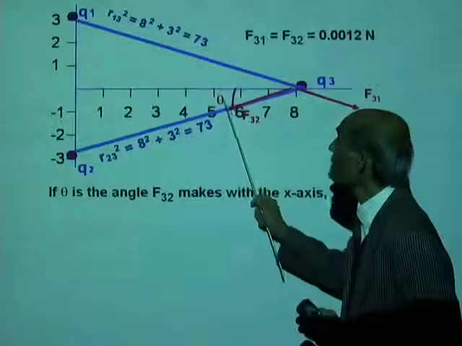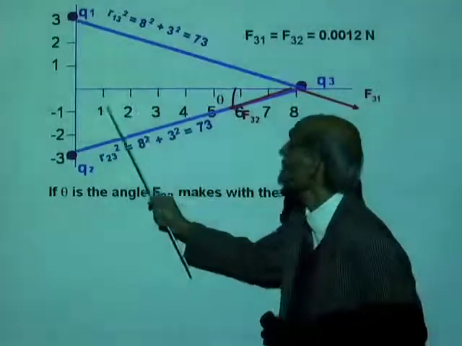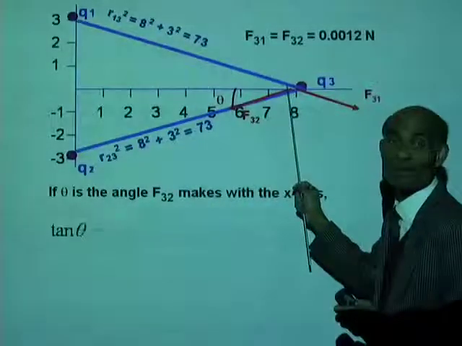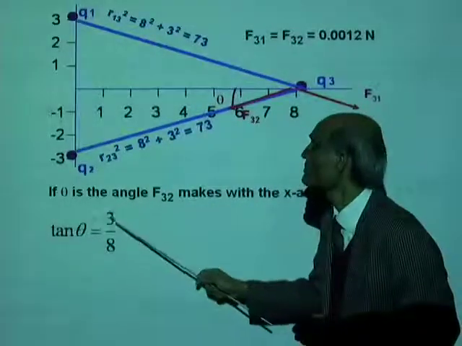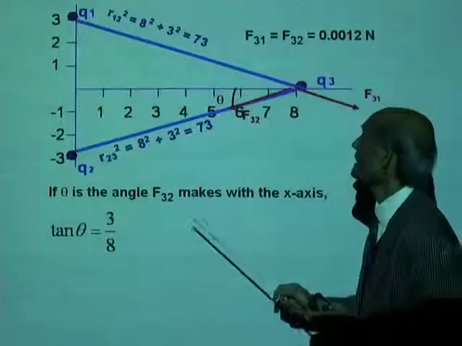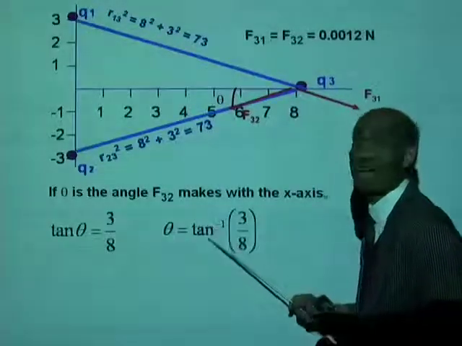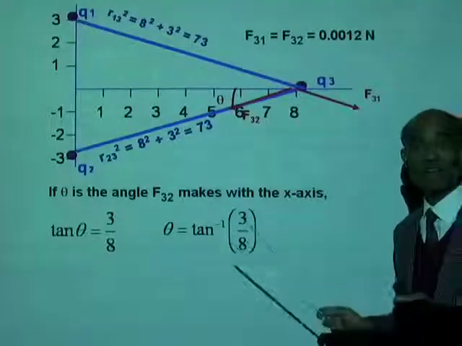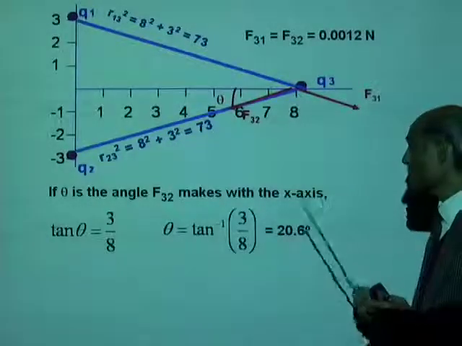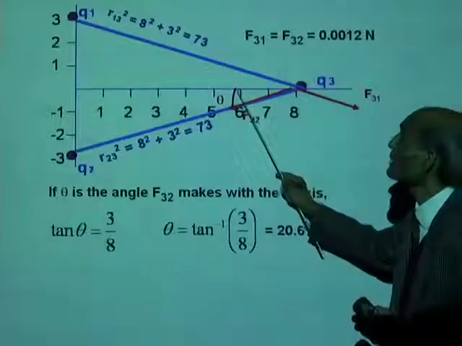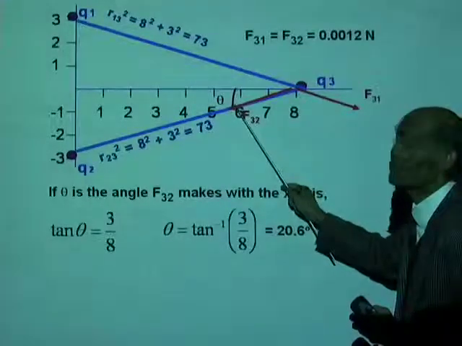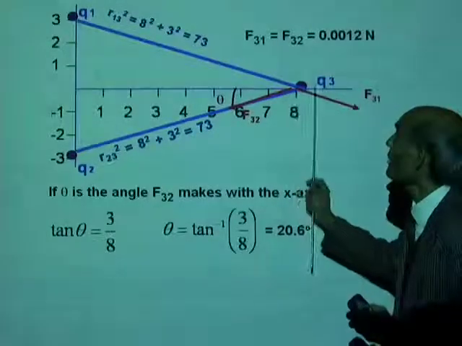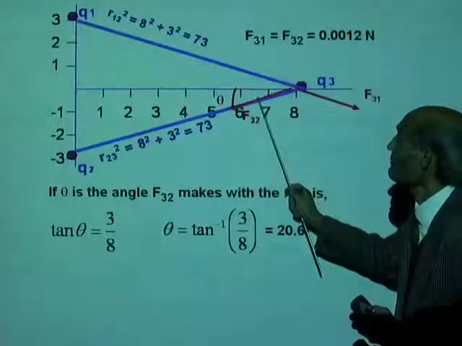If this angle is theta, then tan theta will be 3 divided by 8. Is that right? Tan theta equals 3 divided by 8. Therefore, theta is tan inverse of 3 divided by 8. Do it on your calculator. That gives me 20.6 degrees. If this angle is 20.6 degrees, what is the whole angle? That is this whole angle.